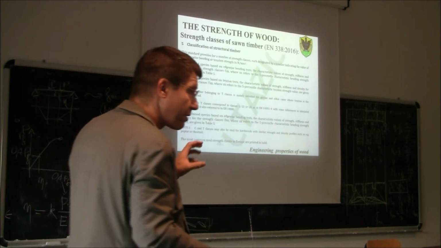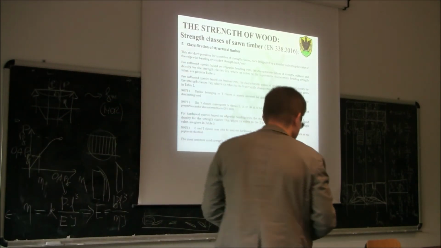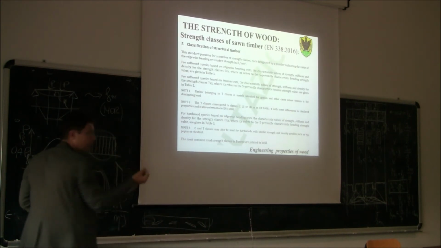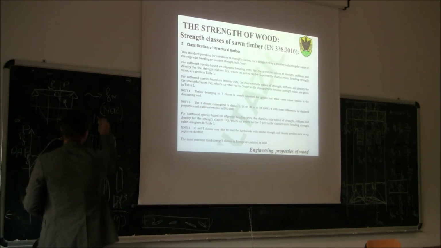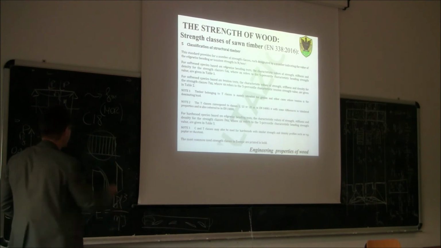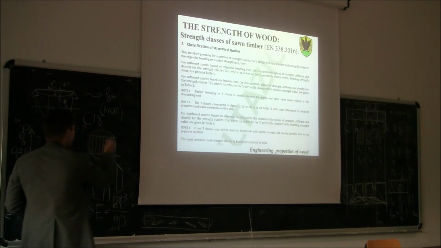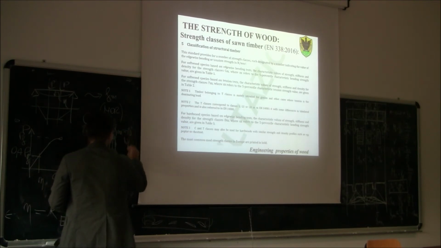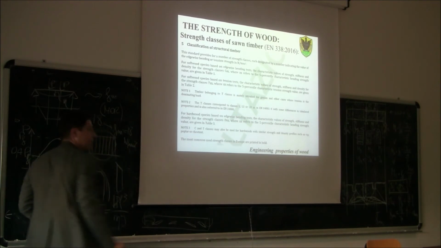So a strength class of softwood is designated by C, which is coniferous. For example, C18. What does it mean? It means this is a coniferous timber with a bending strength of 18 Newton per square millimeter.